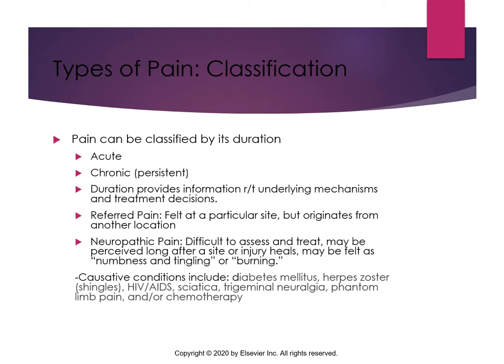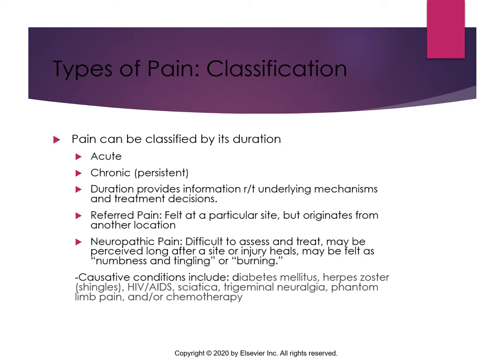Pain can be classified as acute or chronic. The duration provides information related to underlying mechanisms and treatment decisions. One type of pain I want you to be familiar with is referred pain. Referred pain can be felt at a particular site, but it actually originates from another location. For example, certain abdominal conditions such as cholecystitis or pancreatitis can cause shoulder pain.